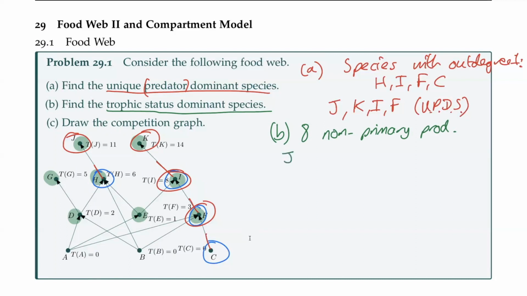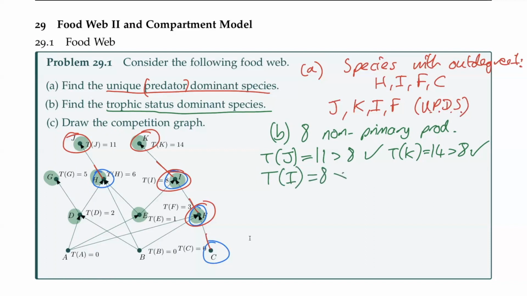So we look at J, T of J, its trophic status is equal to 11, which is greater than 8. So J is trophic status dominant. And K is trophic status 14, also greater than 8. So K is also trophic status dominant. The next highest thing we have here is species I, which has trophic status 8, but this is not greater than 8. So I is not a trophic status dominant species.